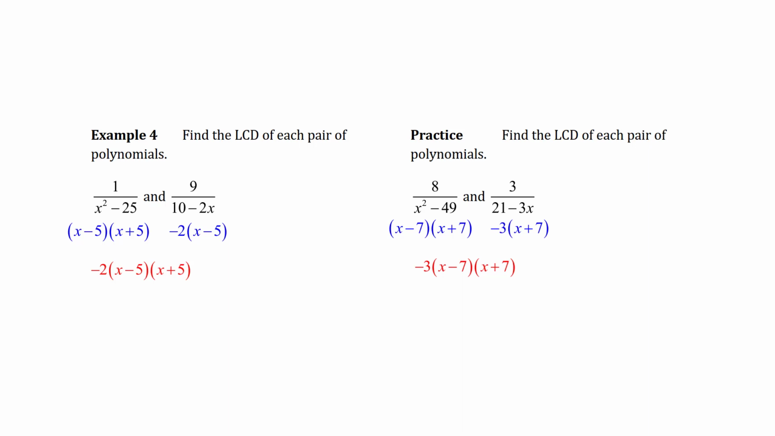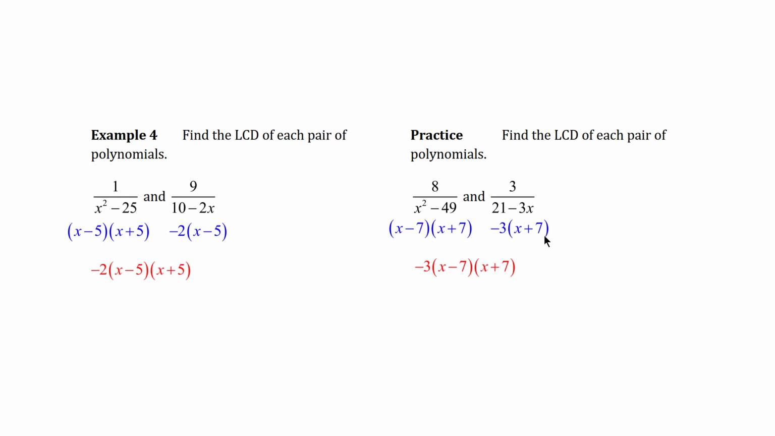Alright, so let's get started. First, we factor the x squared minus 49 as a difference of squares. We get parentheses x minus 7 times parentheses x plus 7. Next, we factor out a common factor of negative 3 from the 21 minus 3x. We get negative 3 times the parentheses x plus 7.